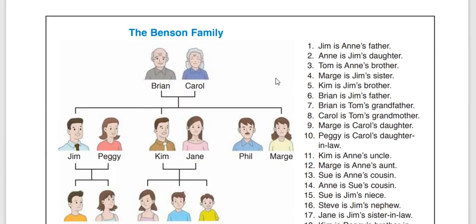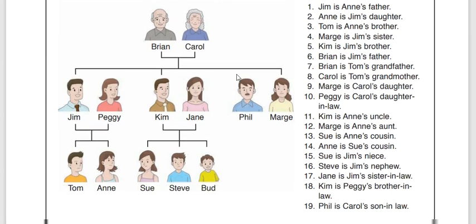The Benson family. Okay, this is the complete chart of the Benson family. So these are the grandparents, Brian and Carol. Jim and Peggy are there. Brian and Carol have 3 sons: Jim, Kim, Phil. Okay, and the rest is their family.